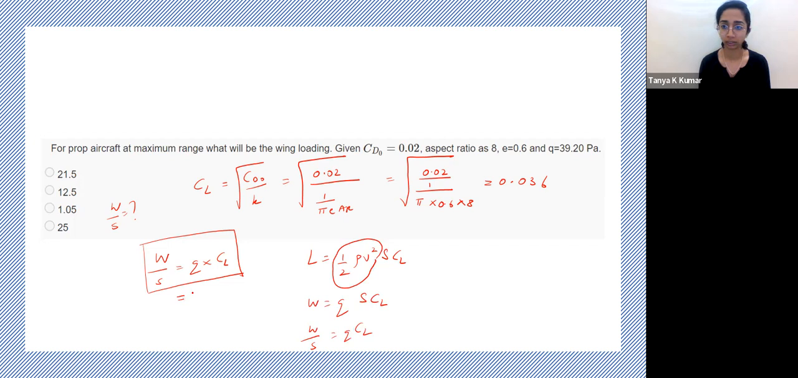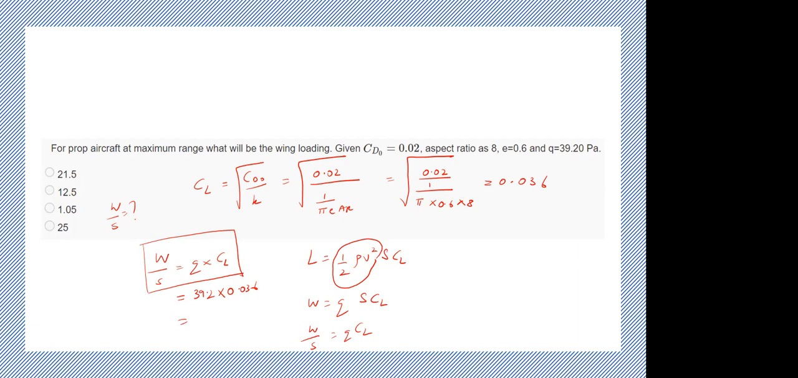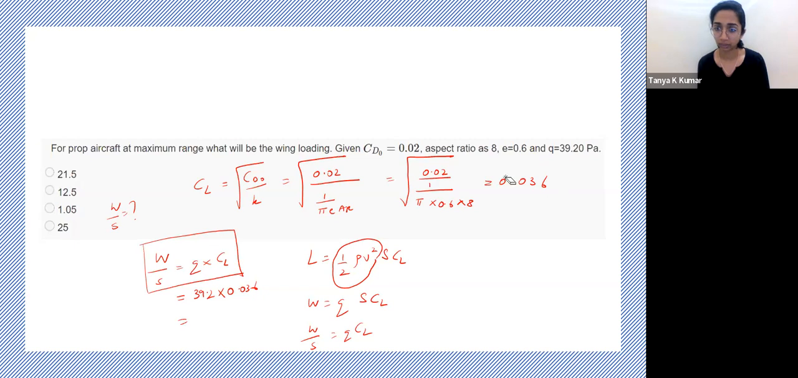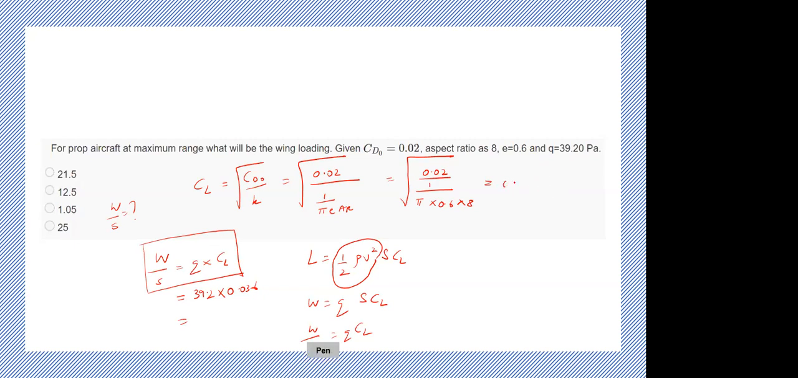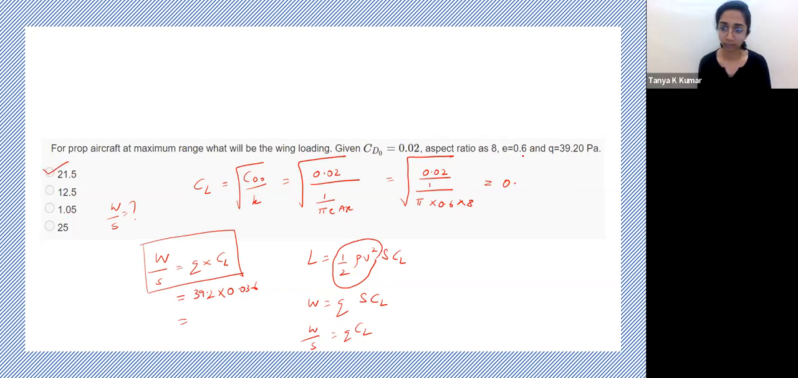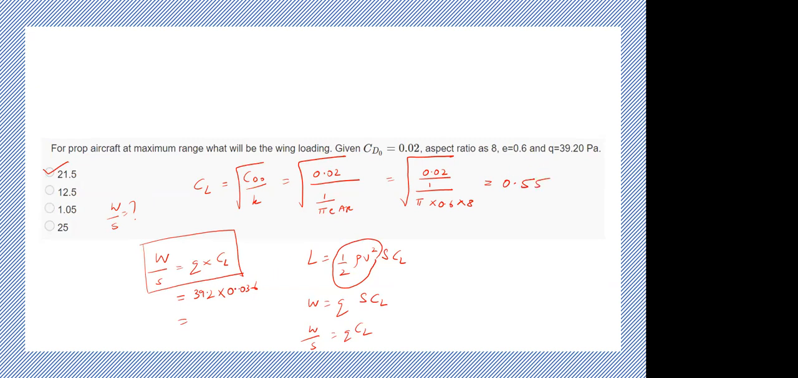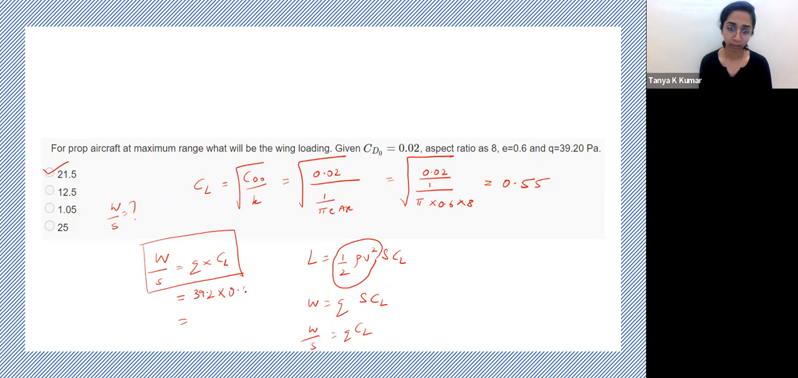We'll just substitute the values here. Q is 39.2 and CL we calculated as 0.036. What is this value? Ma'am, there is a correction for the CL term. Okay, yes, tell me. It is 0.055, and answer should be the first option. This is 0.055, right? So when you substitute that here, you get 21.5. He's right. So it is the first answer.